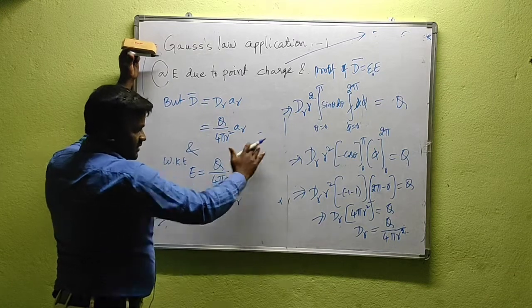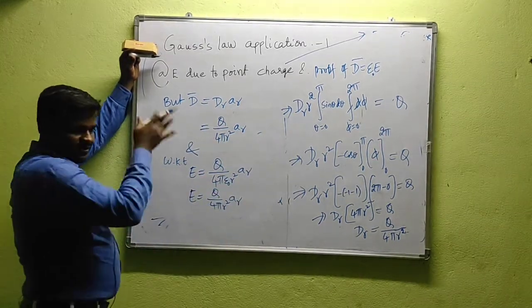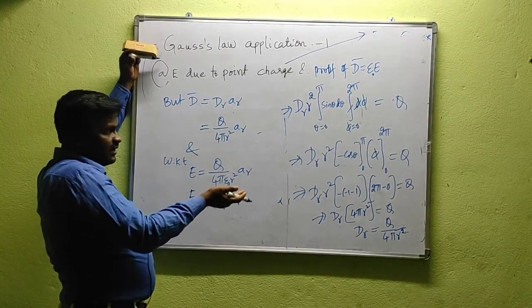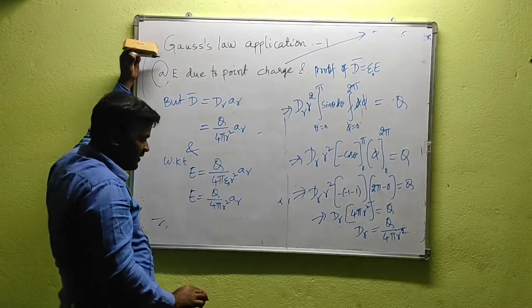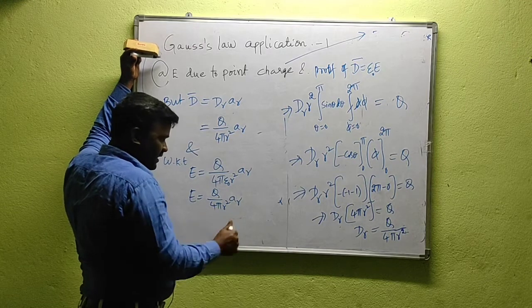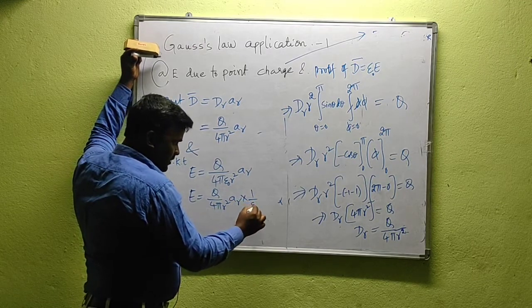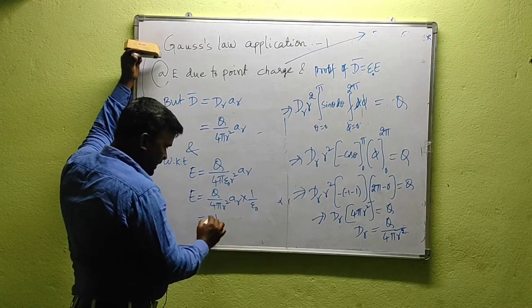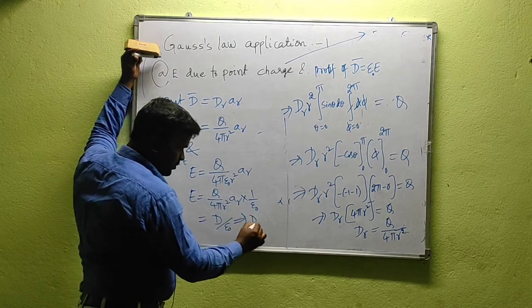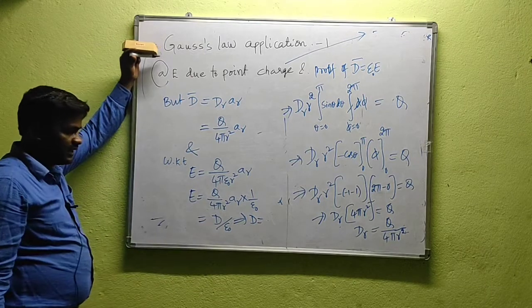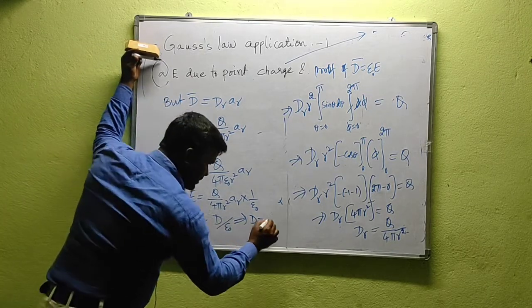There is a difference between capital R and small r, but there is not much difference, only from a notation point of view. So instead of taking capital R, here I consider small r. Q by 4 pi r square AR into 1 by epsilon naught. This is D, and it is by epsilon naught. It implies D equals epsilon naught into E.